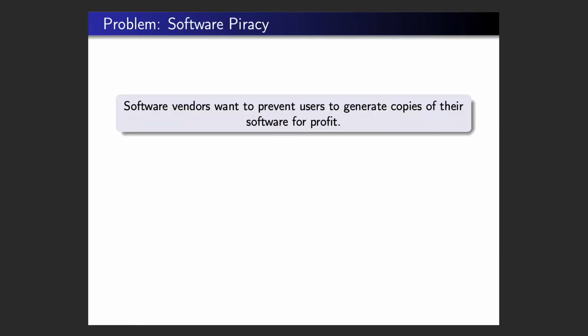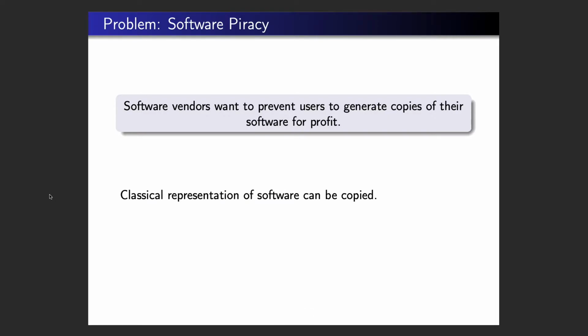The problem we want to tackle today is the problem of software piracy. So software vendors spend a lot of resources in designing proprietary software, and they rely upon the sales of this proprietary software for their revenue. So they want to make sure that the users to whom they are selling the software will not illegally distribute the software to other users for profit. So this is the problem we want to solve.